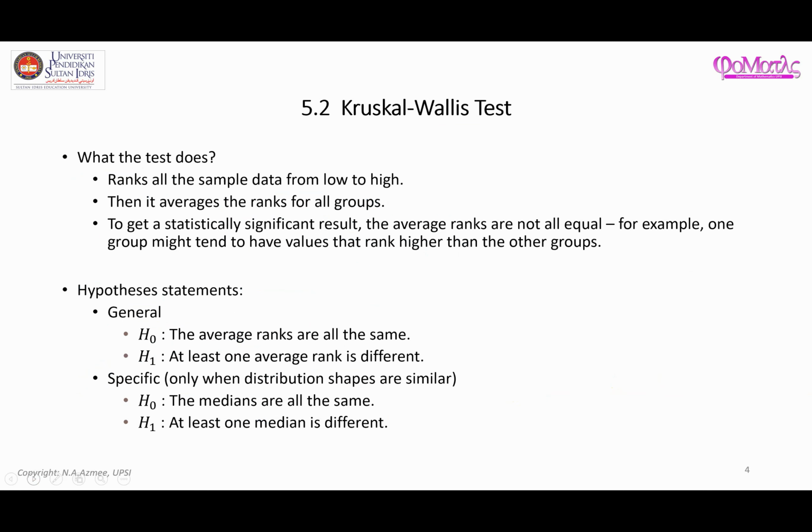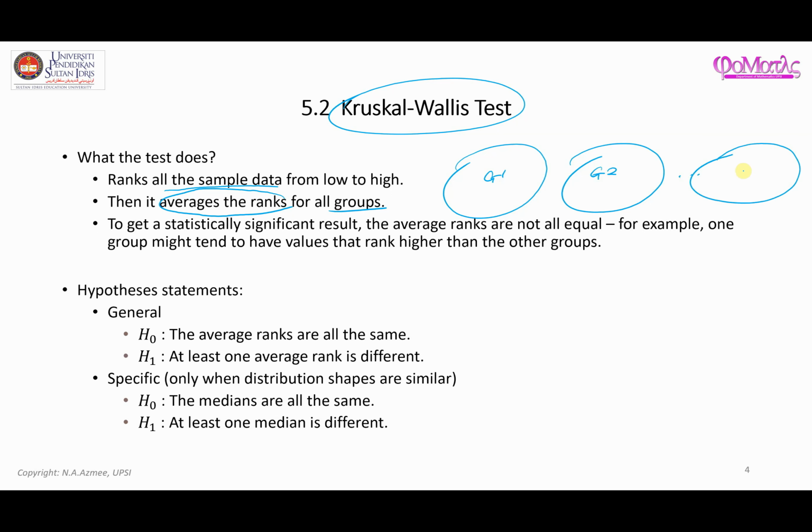Well, next, what does the test really do? Basically, what is the procedure done by the Kruskal-Wallis test? The test first ranks all the sample data from low to high, and then it considers averaging the ranks for all groups. So imagine you have group 1, group 2, and group K, for example. It will find the average of each rank. So here the process is going to be as such.